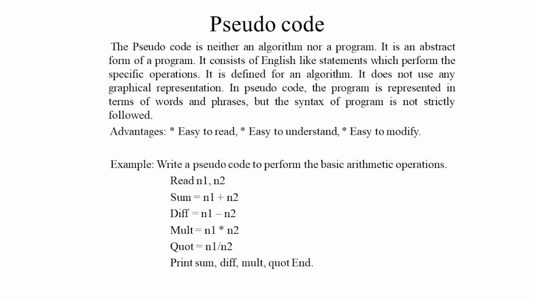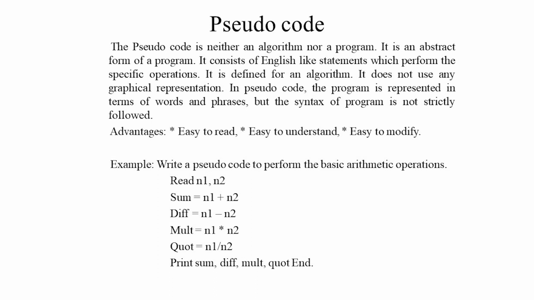It is simple. This pseudocode consists of English-like statements which perform the specific operations. This is a kind of representation used during the program designing phase. These are the various stages involved in the program development life cycle.